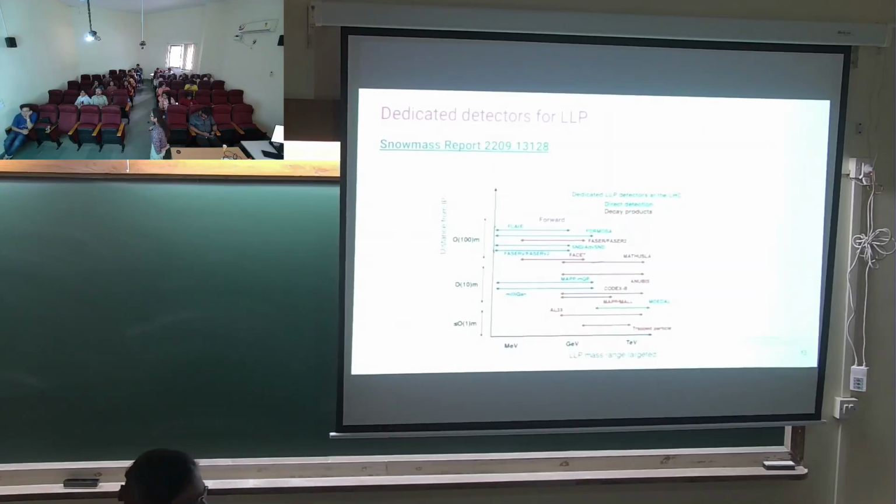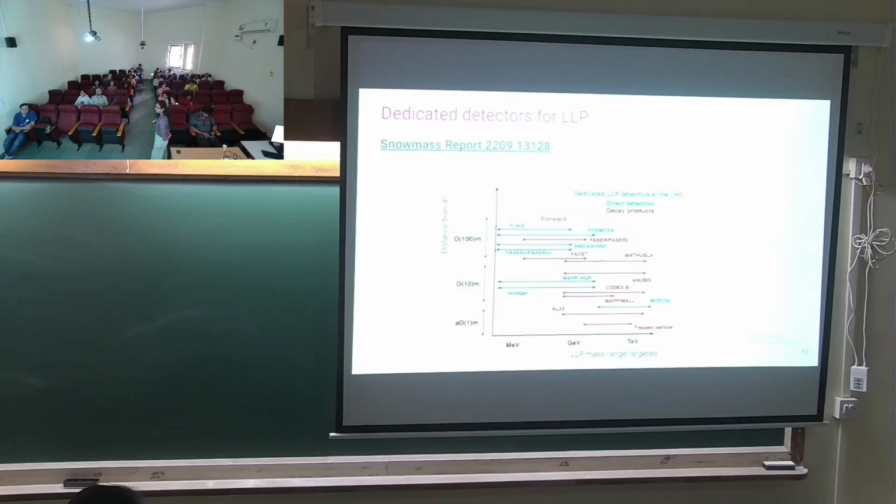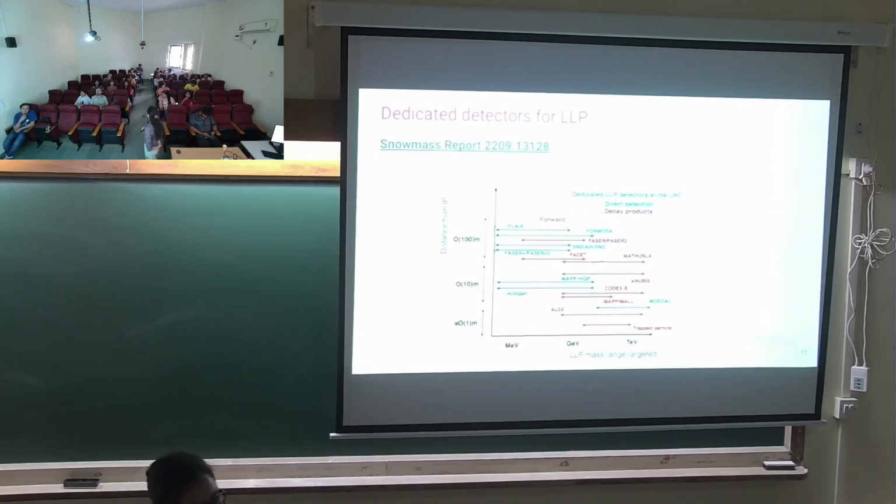Okay, so this was the Snowmass report for 2022. The y-axis is where to place the detector, the distance from the IP, and the mass range. After that there are also many proposals that are not included here, and I will discuss a few of them in detail.